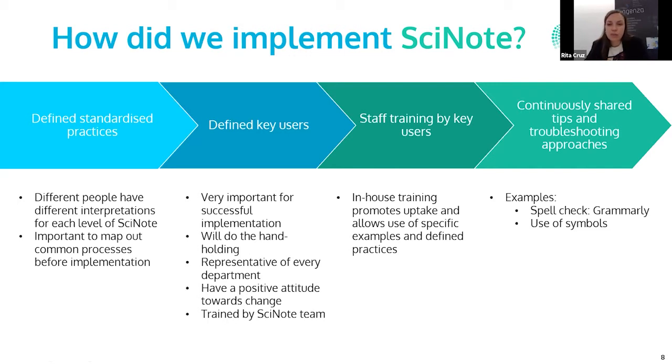So I just put there 2 examples. A very common thing that almost everyone complained about in the beginning was, oh, SciNote doesn't do spell check. I thought that was funny, because when you write on paper, there's no spell check either. But thankfully, there is an add-on you can add to your browser. Maybe there's more than one. We use Grammarly, and that was a quick fix to have spell check as you type in on SciNote.